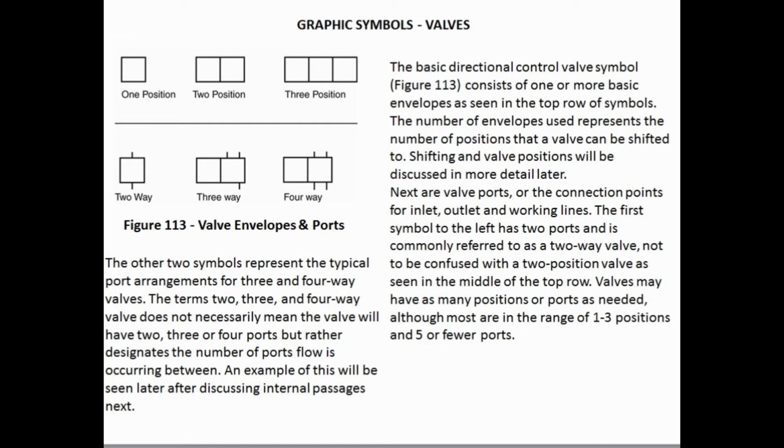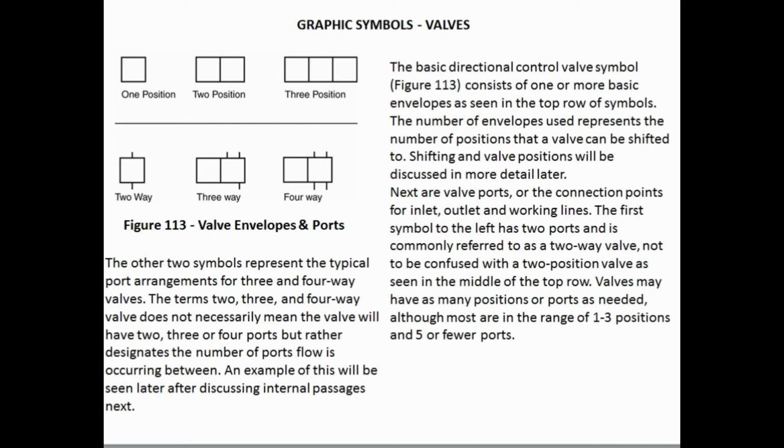Next are valve ports, or the connection points for inlet, outlet, and working lines. The first symbol to the left has 2 ports and is commonly referred to as a two-way valve. Not to be confused with a 2-position valve as seen in the middle of the top row. Valves may have as many positions or ports as needed, although most are in the range of 1 to 3 positions and 5 or fewer ports.